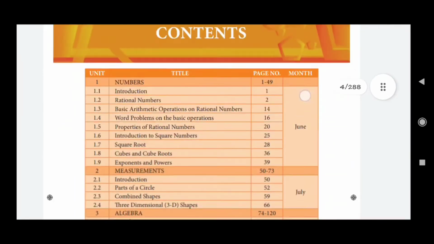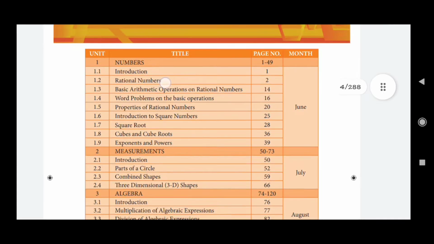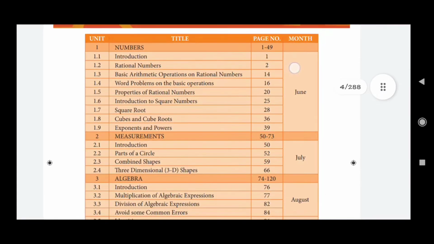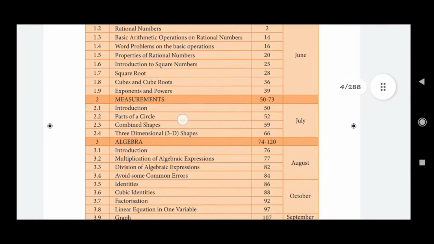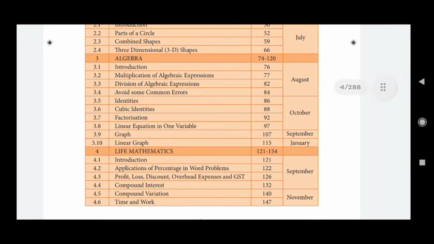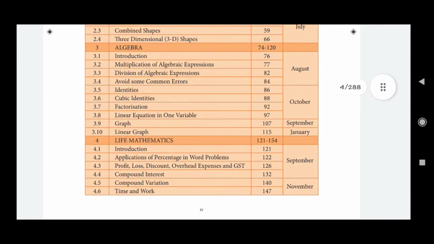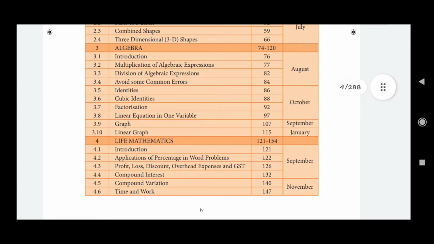So for the half-yearly portion, we have chapter 1, numbers, and also chapter 2, fully measurements, then algebra. In algebra, the graph, linear equation, linear graph, these are very important. You will get one graph for 8 marks. So graph and linear graph you should solve carefully, so you will get 8 marks.